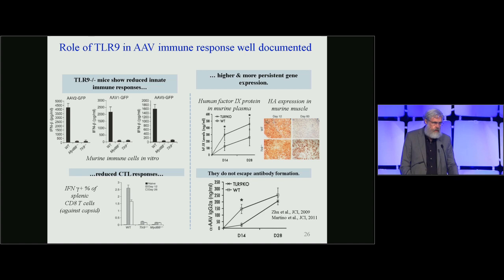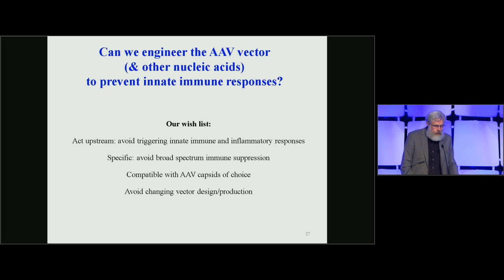Now, this is not news, hopefully, to many of you. This AAV immune response is well documented. Even though it is among the best vectors, there still is room for improvement, and I don't want to go through all of these studies, but the question is, can we engineer this vector to prevent these innate immune responses?